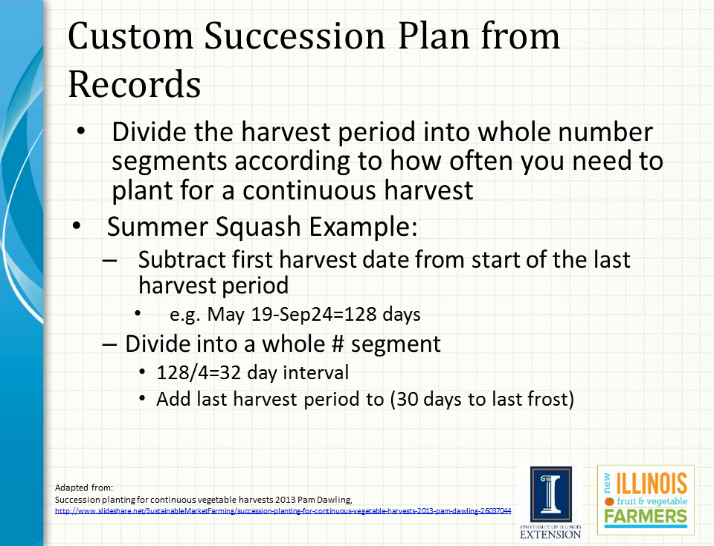You now can take that harvest period and divide it into whole number segments according to how often you need to have a new planting for a continuous harvest. In the summer squash example, you will have discovered a first harvesting date of May 19th and the beginning of the last harvest interval for the year as September 24th. In subtracting these days, you will get 128 days. If you divide this by a whole number, say 4, you will get a 32-day harvest interval between the beginning of each harvest.